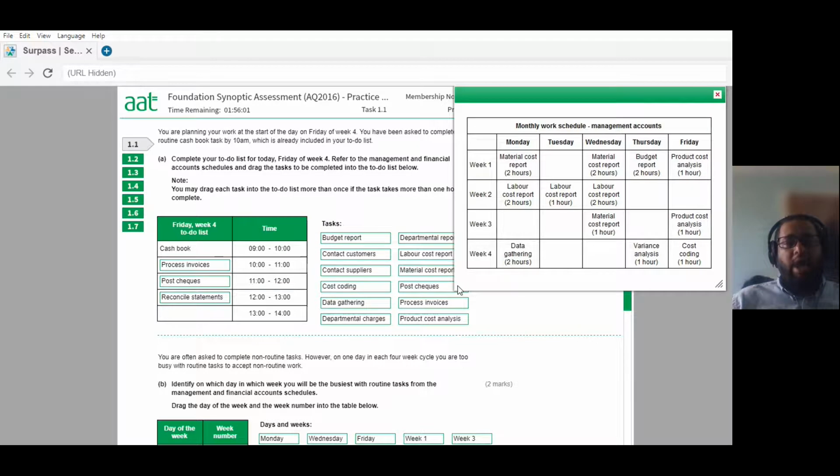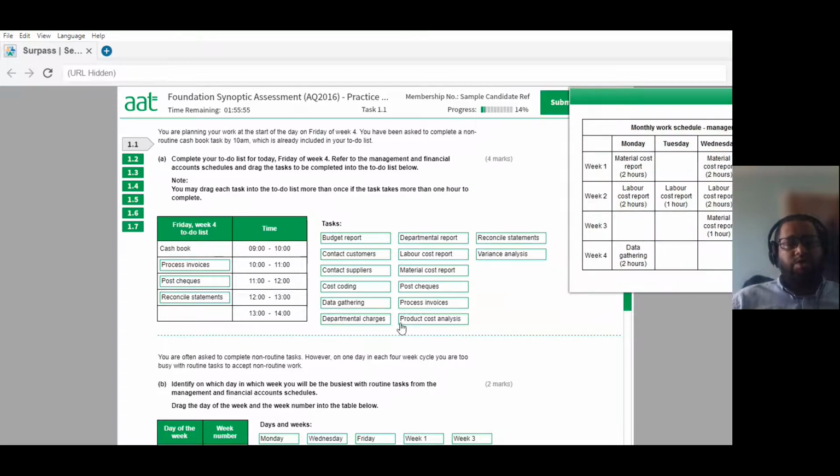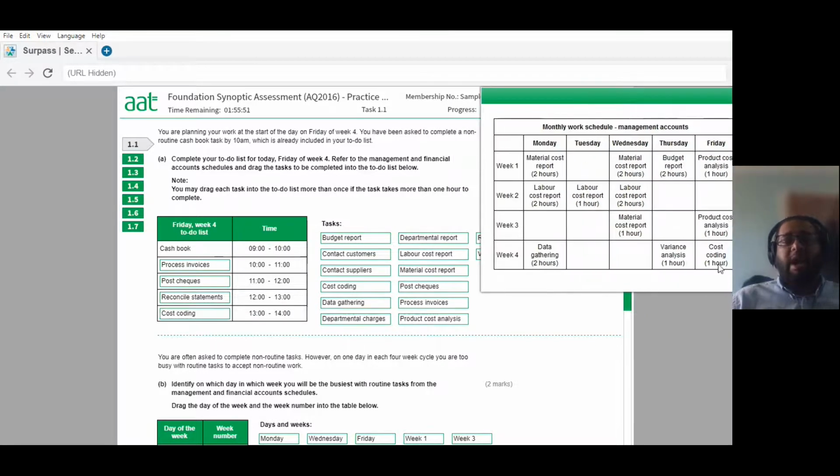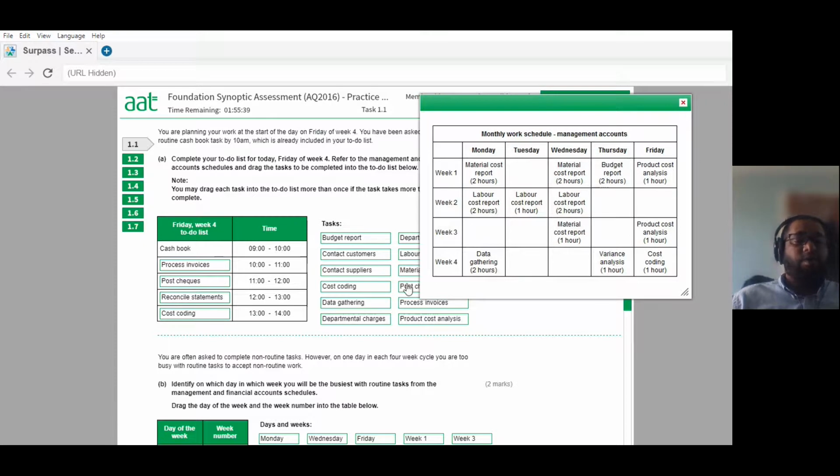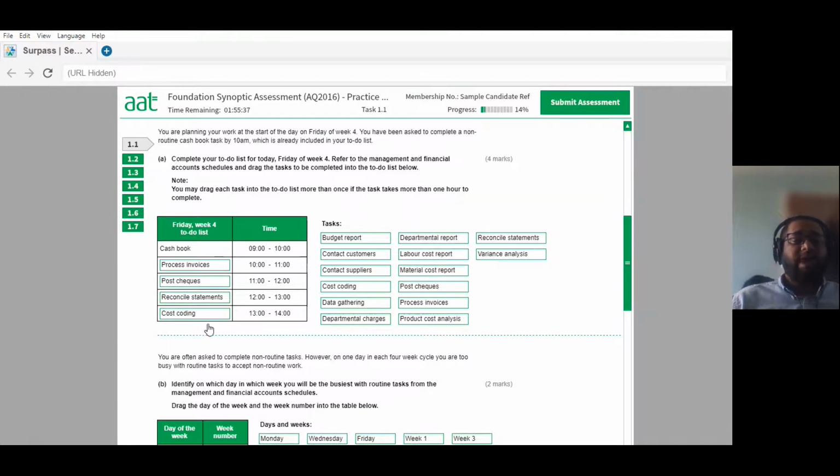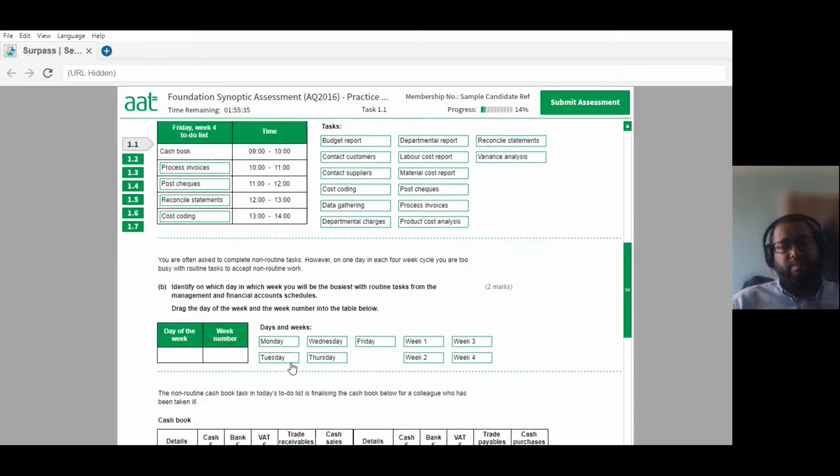We have one more here on week 4 on Friday. We have cost coding, which is for 1 hour. So we chose cost coding and put it down here because there is no set time limit for it. If there is a time limit, then we have to find out which way we can jiggle it around. But luckily, everything has been fitted into its right time frame. So we don't have to worry about moving cost coding anywhere else. We leave it on the last available option.